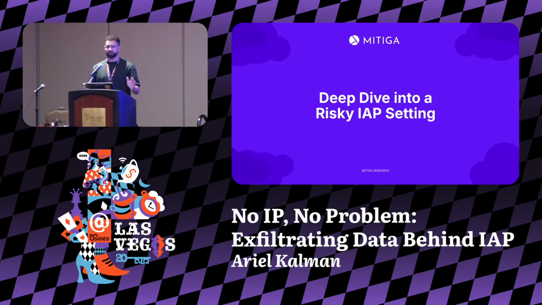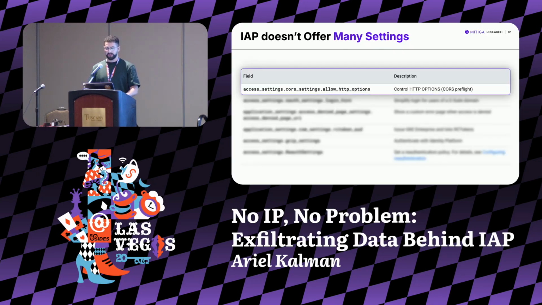So we saw two IAP misconfigurations. Now I want to do a deep dive into one risky setting on IAP that, if enabled, can allow attackers to exfiltrate secrets. So the name of the setting is allow HTTP options. And the description says control HTTP options CORS preflight.